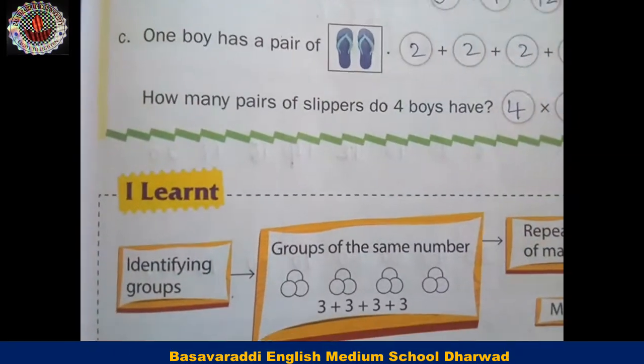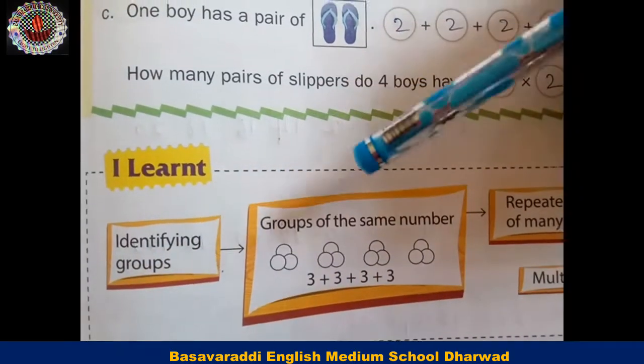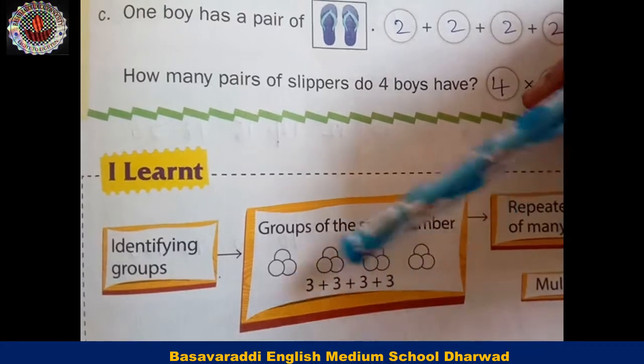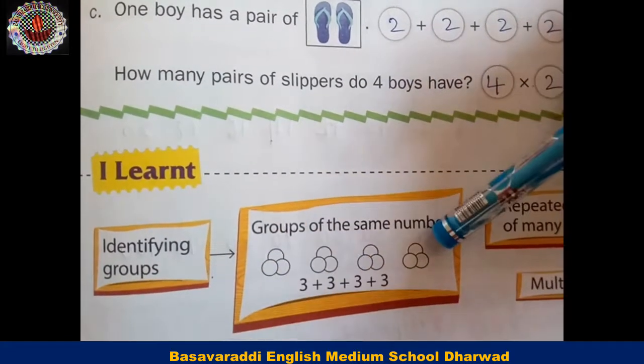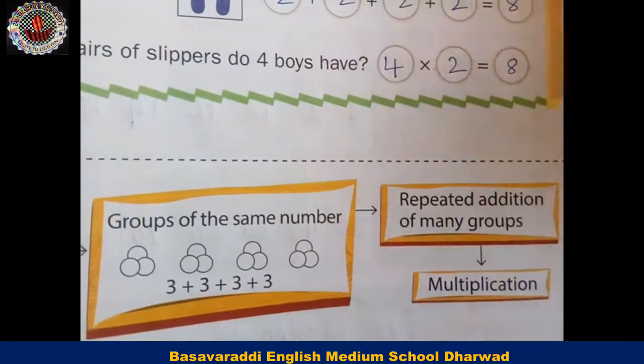I learnt. What did you learn here? Identify groups. A group of the same number, like 3 plus 3 plus 3, that is 3 groups. That is 4 groups. Repeated addition of many groups and multiplication.